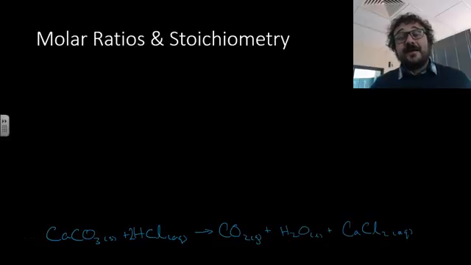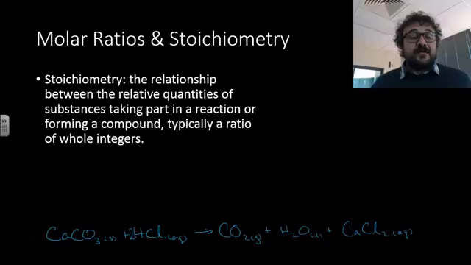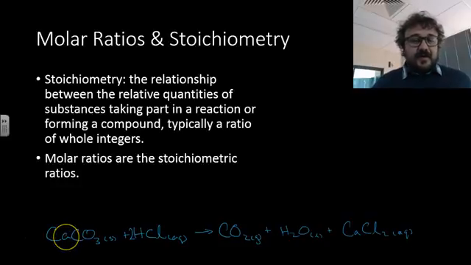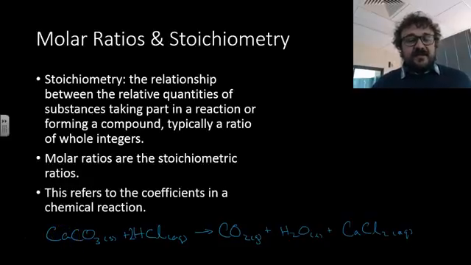So once an equation's been balanced, we can look at the stoichiometry or the molar ratios of that equation. Basically, stoichiometry is really just the relationship between the relative quantities of substances taking part in a reaction. What this means is, being relative quantities, we are looking at ratios of whole integers, and we tend to be looking at ratios of moles. For example, here we're talking about the coefficients.